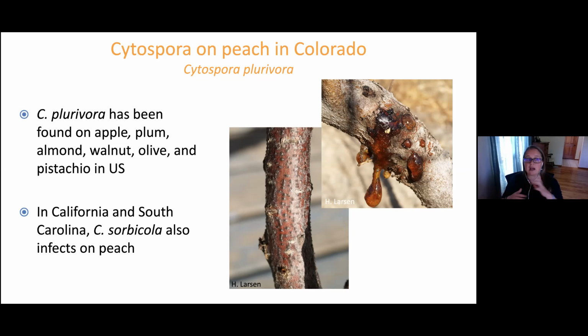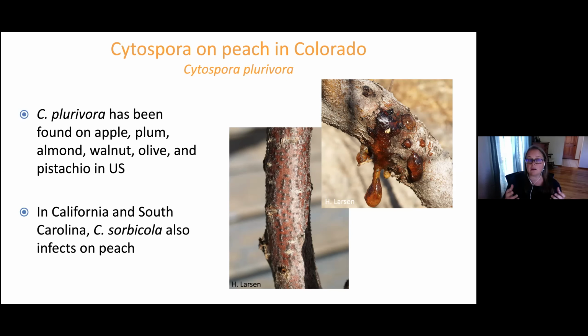But as you scour through the literature, what we found is, even though this has only been named since 2018, it has now been found on apple in the Western Slope. I found it in apple, plum, almond, walnut, olive, and pistachio. So what we don't know is, is Cytospora plurivora infective to a lot of different hosts, or is it living as a saprophyte? And so that's one thing that we need to start looking at further, but it has been found and isolated from all these different hosts.